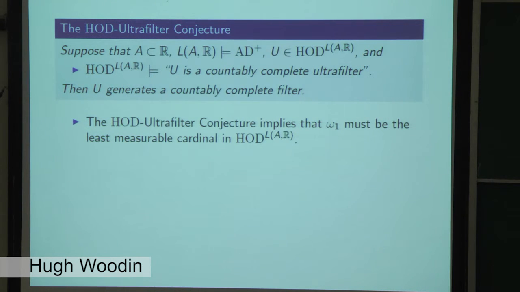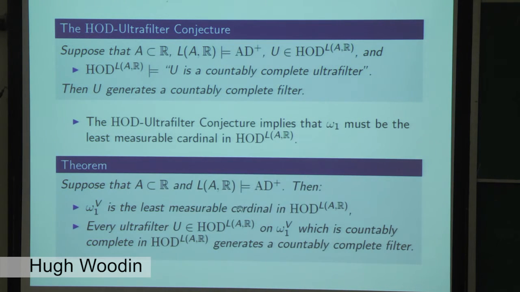Okay, look, the HOD ultrafilter conjecture implies that omega 1 has to be the least measurable cardinal in HOD, clearly. But that was already known from AD plus. Omega 1 is the least measurable cardinal of HOD. That's an AD plus theorem. It doesn't need the HOD analysis. And you can actually prove that the HOD ultrafilter conjecture holds if you restrict to ultrafilters on omega 1. HOD looks like L mu at omega 1. And that was known before for a long time.